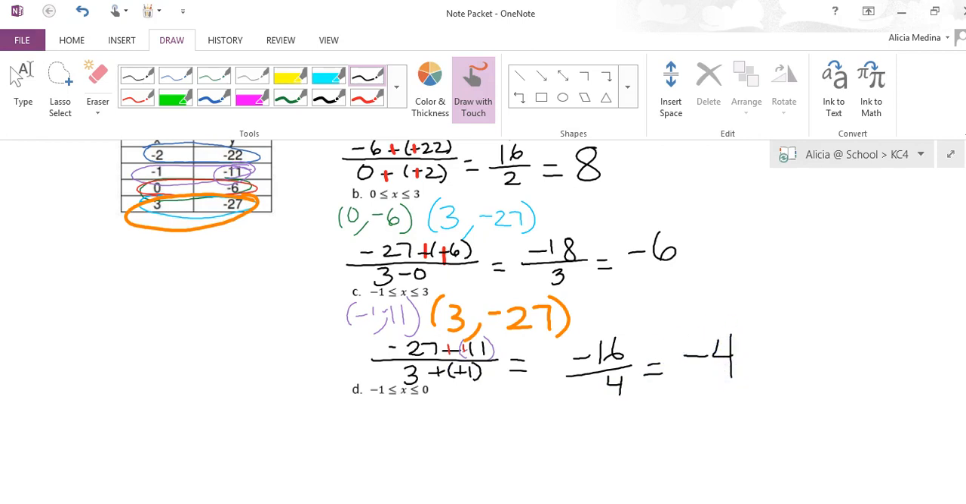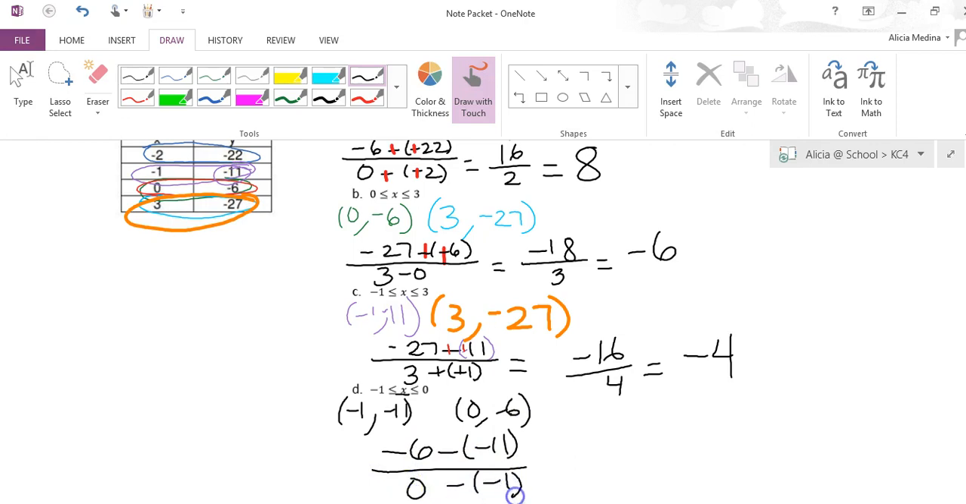Last one here, I'm not going to do any more colors. When x is -1, y is -11. When x is 0, y is -6. So last example here, -6 minus a -11, all over 0 minus -1. These both change to become plus a positive because they are both negative. So -6 plus 11 is going to give me a positive 5. 0 plus 1 is 1. And my average rate of change is 5.